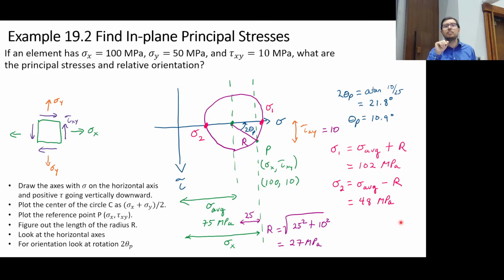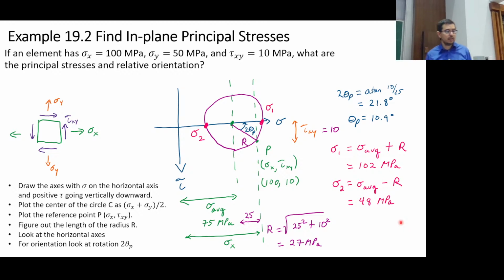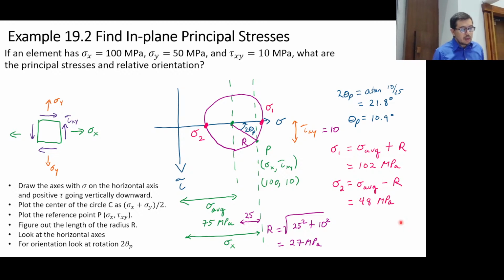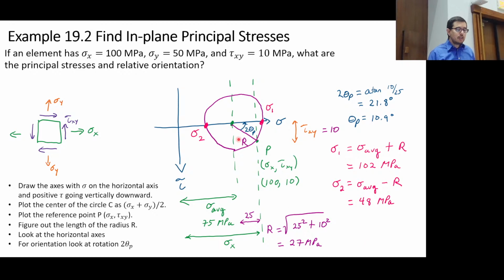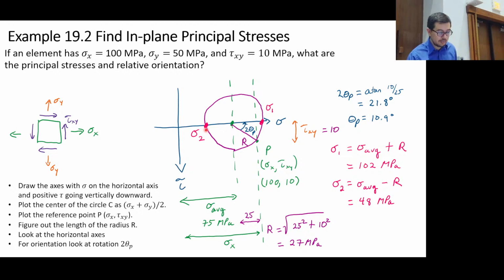If we're asked to find the second principal angle, would that just be 90 plus that? Yeah. It's going to be 180 degrees on Mohr circle. We're here already, so we go 180 degrees, and we're just over here, and that's plus 90 on the element.